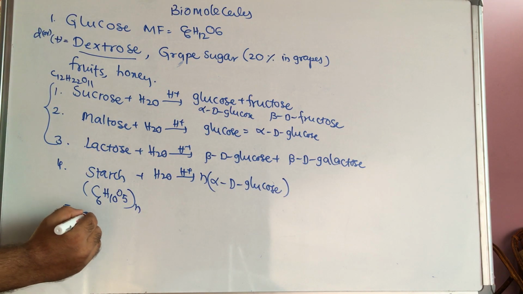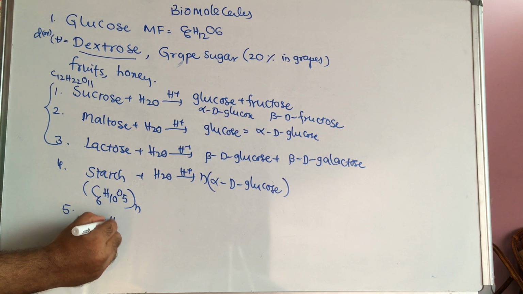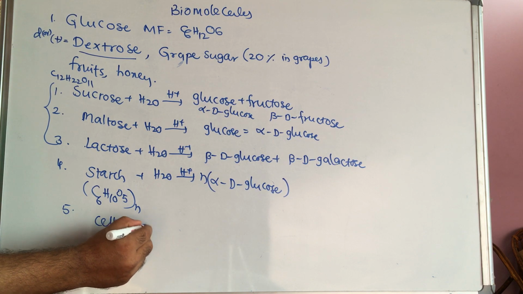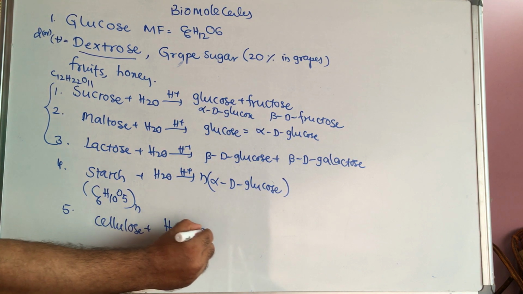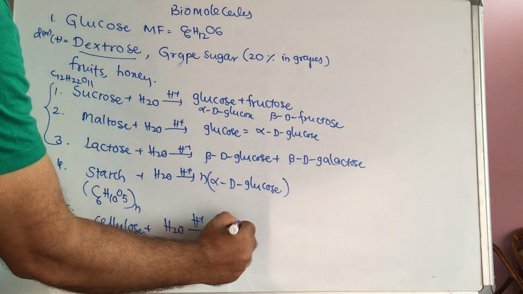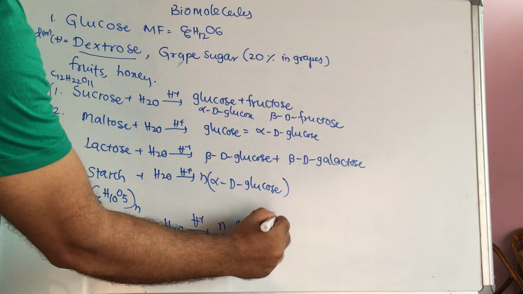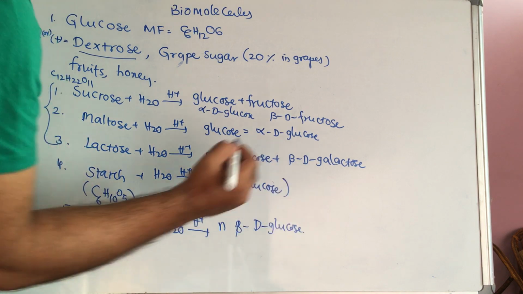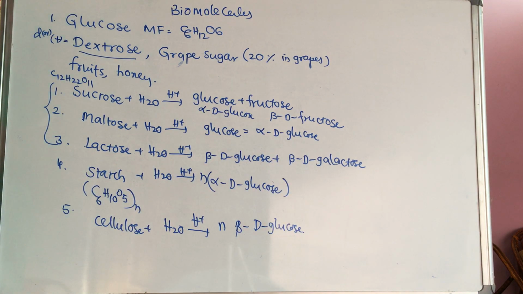Similarly, the fifth one is cellulose. Cellulose, on acidic hydrolysis, gives a number of beta D glucose units. This is the preparation of glucose.